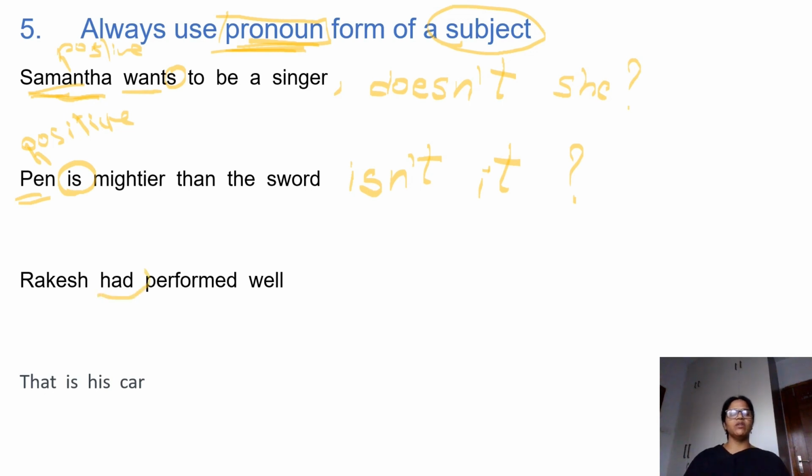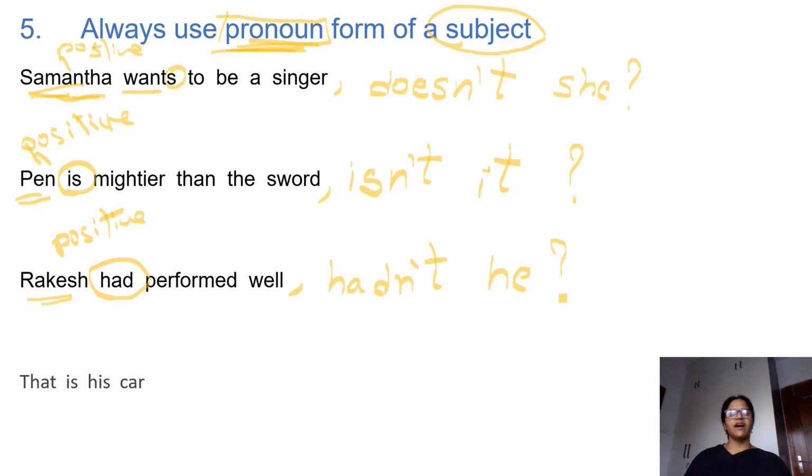Rakesh had performed well. What is the auxiliary verb? Had. Is the statement positive or negative? The statement is positive. A positive statement needs a negative tag. Had not. Contraction is hadn't. And Rakesh is third person singular and here it is a masculine gender. And we need he. Hadn't he?